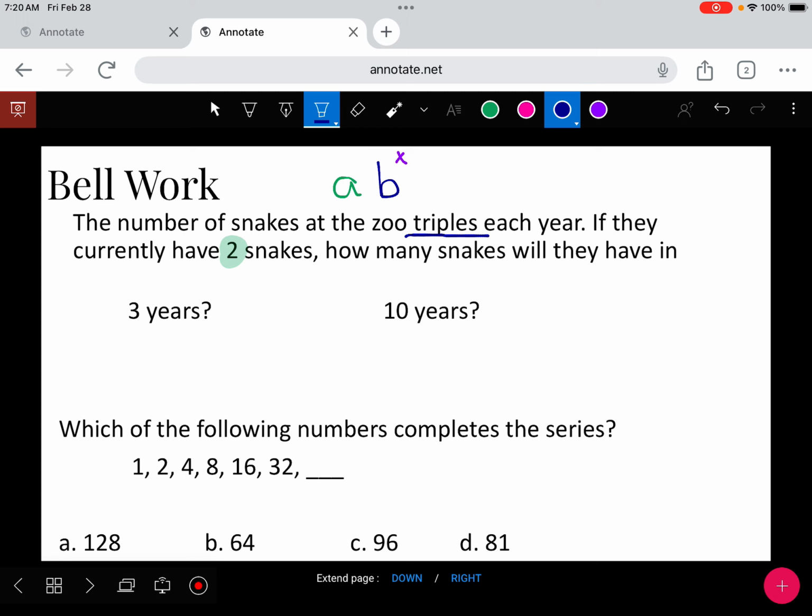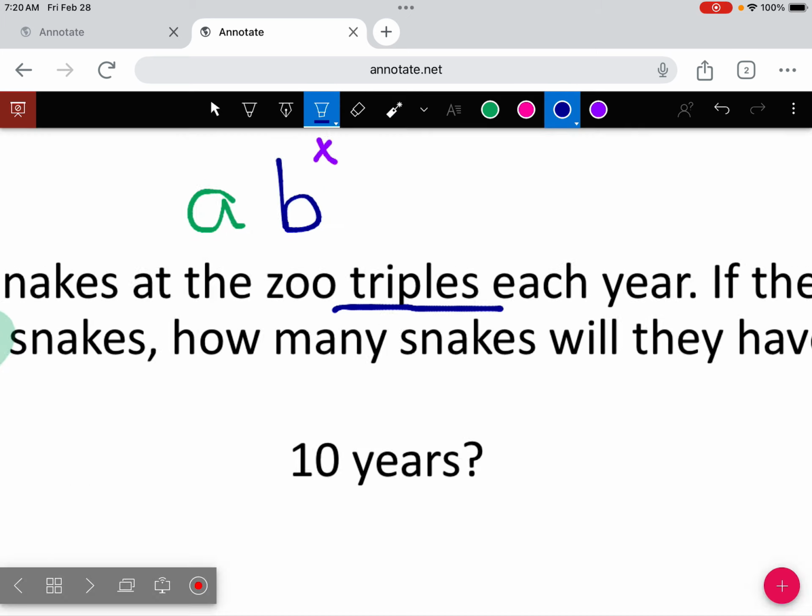What does triples mean? What do you say? Y'all gonna make her answer all the questions? Come on. Y'all know what triples means? Yes, 3 times by 3. Triples times by 3, which tells us our base is what? 3.